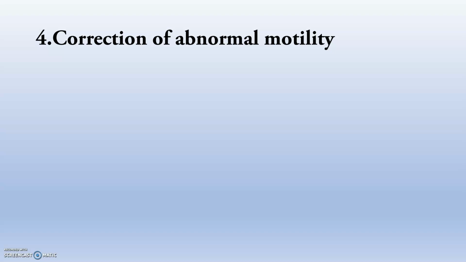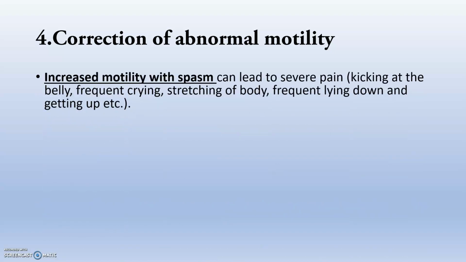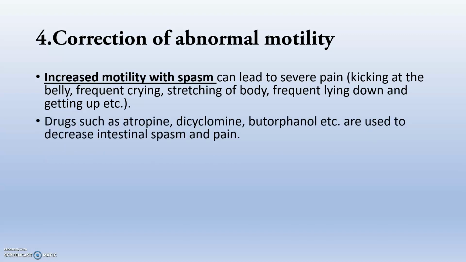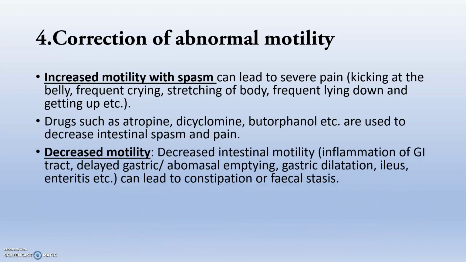Next is correction of abnormal motility, that is increased motility with spasm. They will be kicking at the belly, and frequent lying will be there. Drugs such as atropine, which has anticholinergic action, or dicyclomine or butorphanol are used to treat this intestinal spasm.